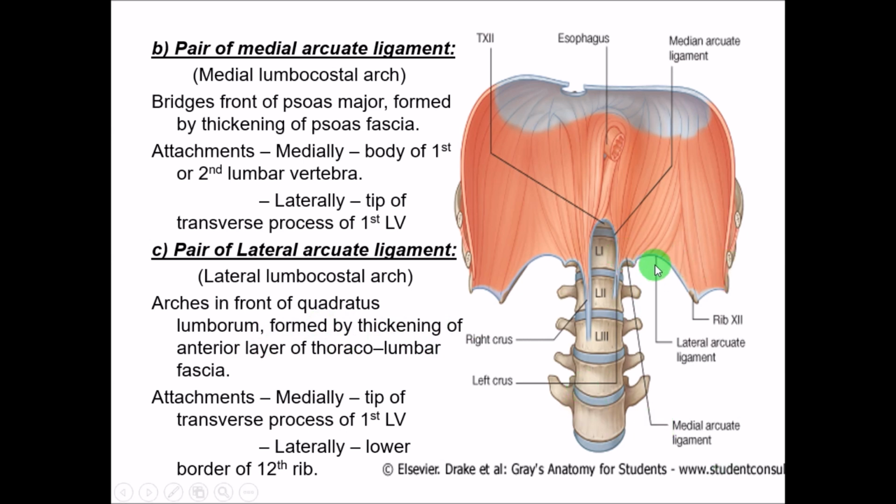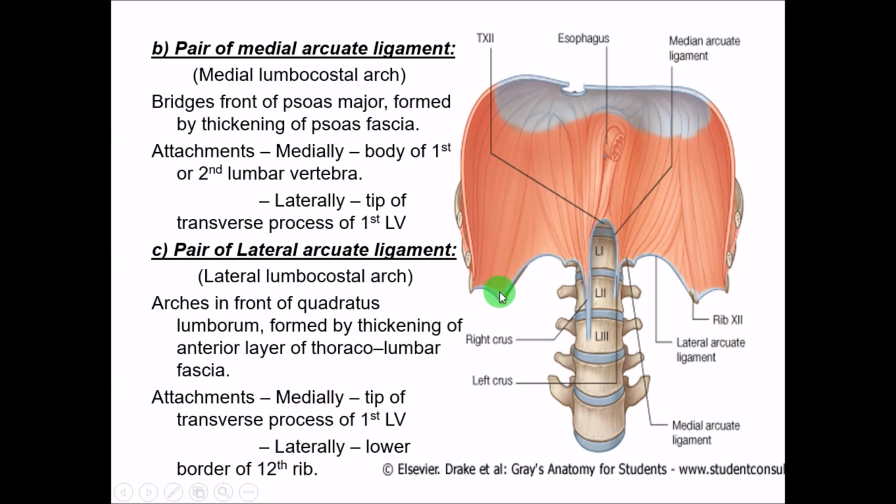Attachment medially, we have seen, is to the same transverse process, the tip of the transverse process of the first lumbar vertebra. Laterally it is attached to the 12th rib.